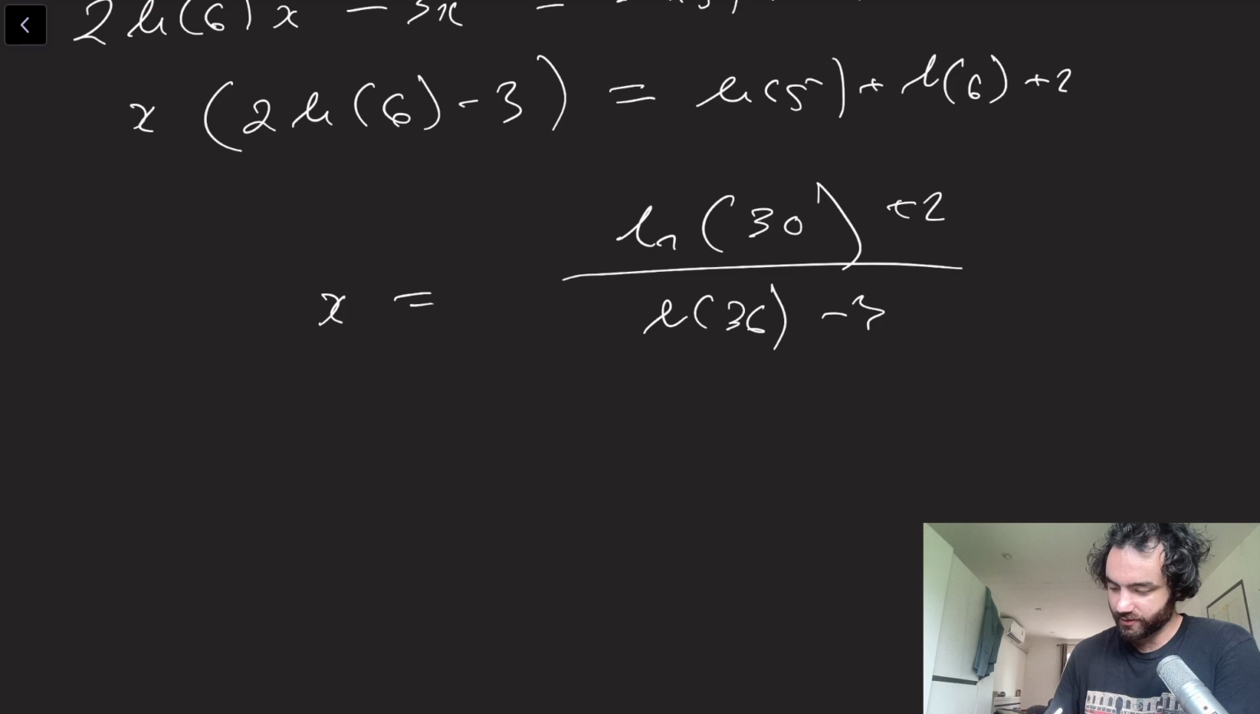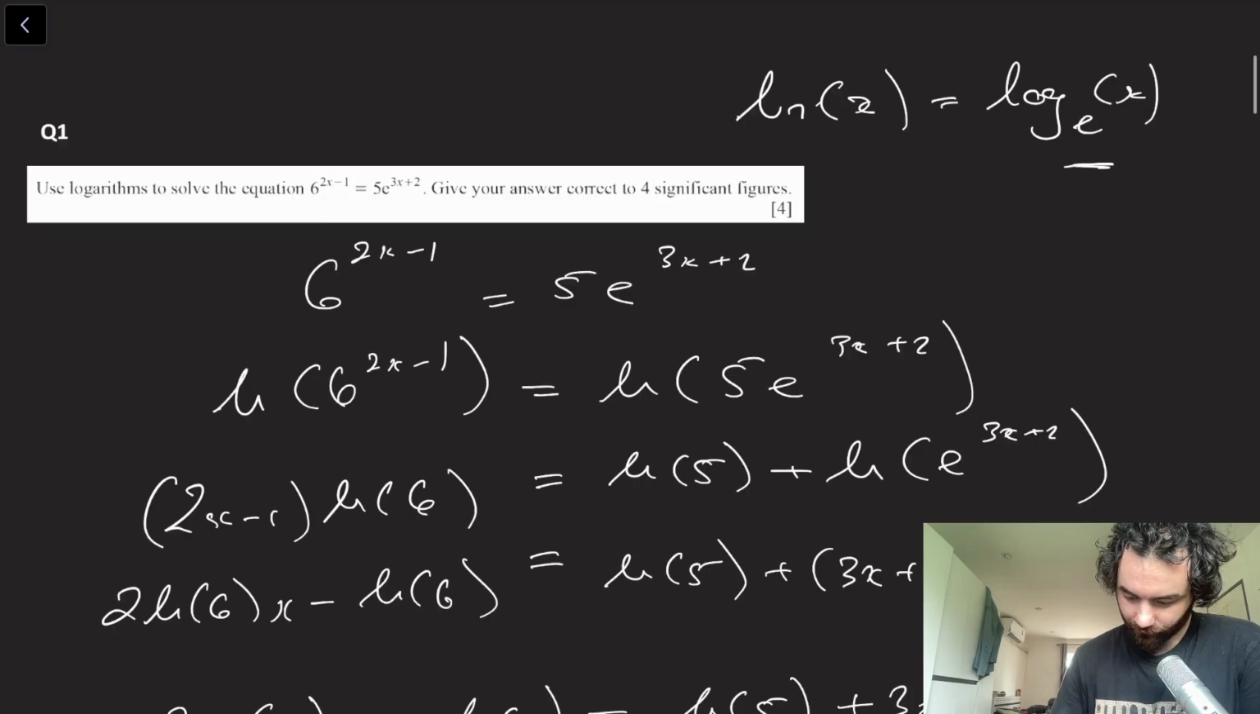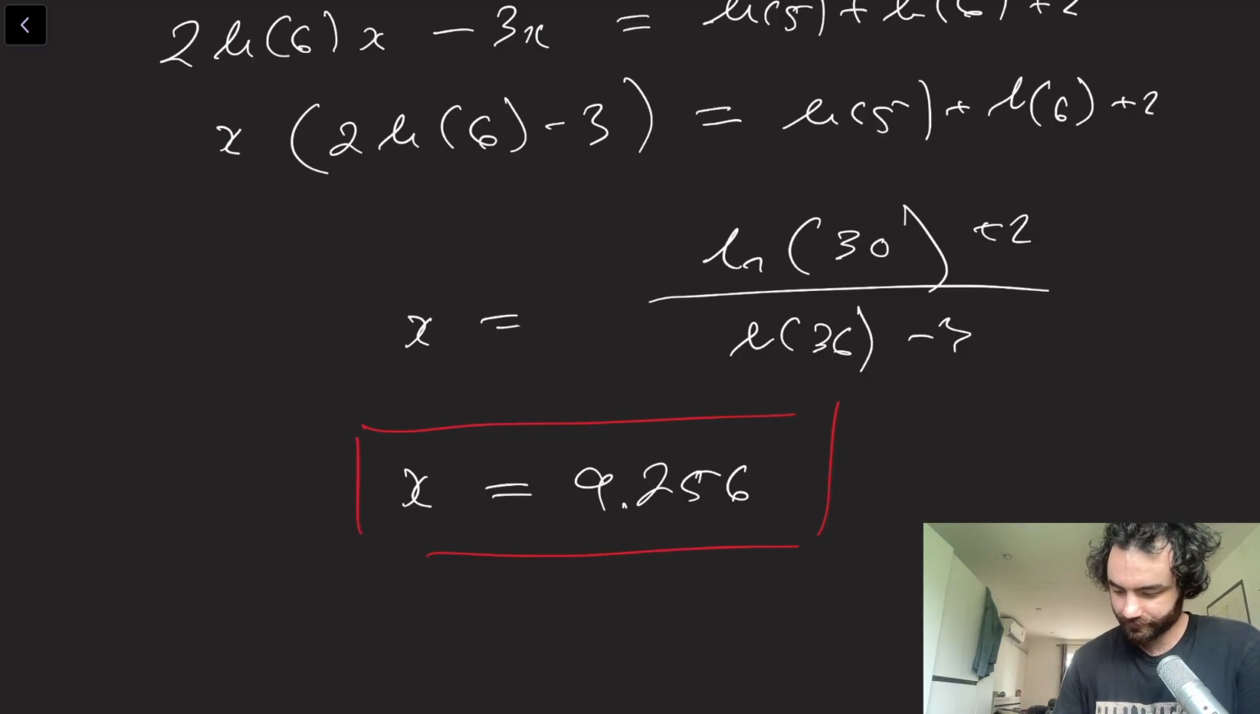ln of 30 plus 2, divided by ln of 36 minus 3, gives you 9 point, and it wants it to how many significant figures? 4. So 9.256. 1, 2, 3, 4 significant figures. And that's your answer.